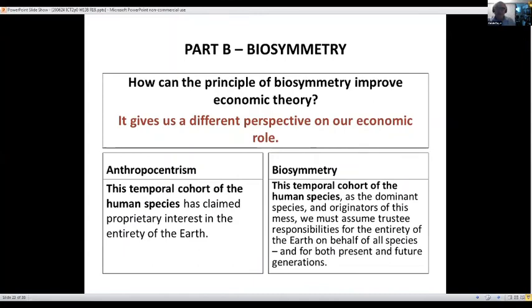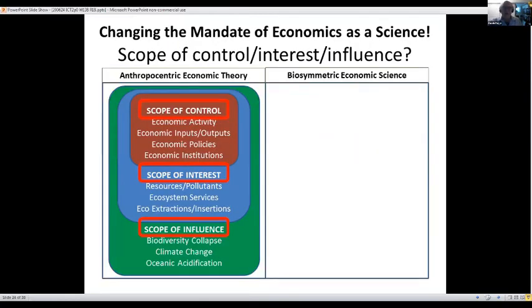It also gives us a different perspective on our economic role in the world. Under anthropocentrism, this temporal cohort of the human species has claimed proprietary interest in the entirety of the earth. But under biosymmetry, as the dominant species and as the originators of this mess, we must assume trustee responsibilities for the entirety of the earth on behalf of all species and for both present and future generations. This has a direct impact on the way we see economics in the world.